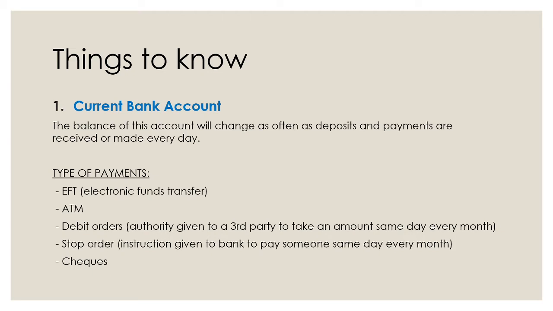Now, types of payments that you can receive or make are an EFT payment, which is electronic funds transfer. You can go to the ATM and withdraw money. And then you've got debit orders and stop orders. Please make sure that you know the difference between these two. Here you give authority to a third party to take an amount, and here you give instruction to the bank to pay someone on the same day.